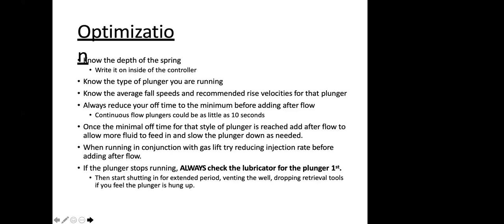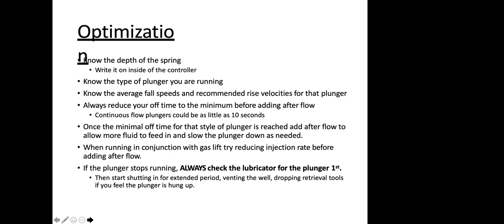So instead of adding afterflow to a gas lift combination system, why not reduce your injection instead of continuing to add that afterflow to optimize your plunger? Because that's the goal anyway, why you're putting those two systems together, a plunger with gas lift, is to hopefully reduce the amount of injection required to produce the fluid the well makes. So that's a common thing I see: don't forget, you can slow that plunger down by reducing your injection. That's kind of the goal of this.